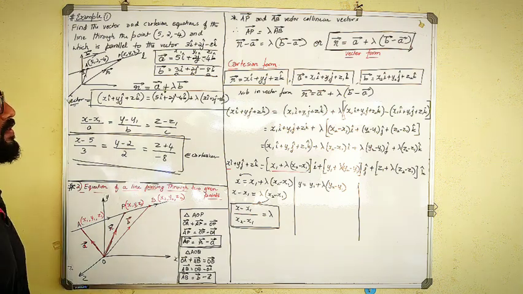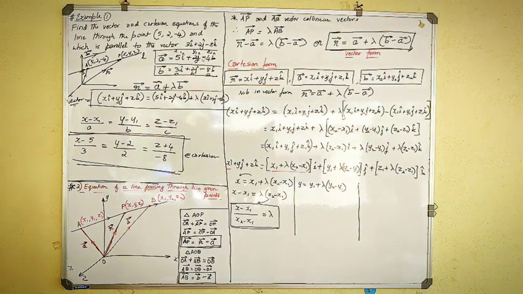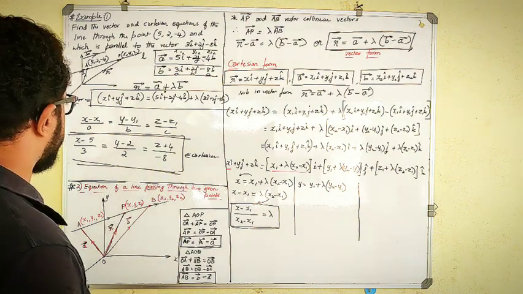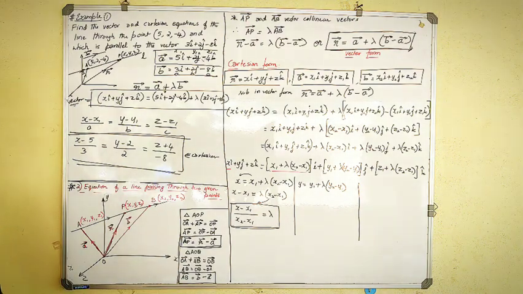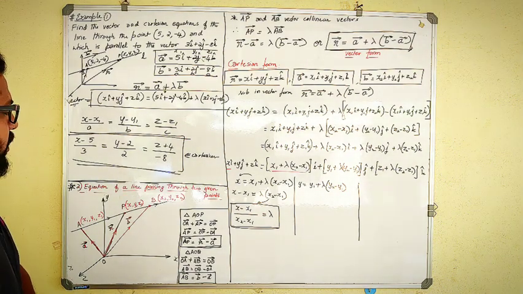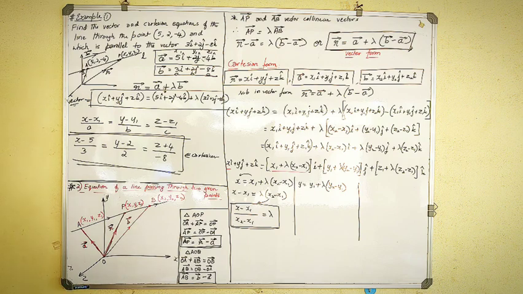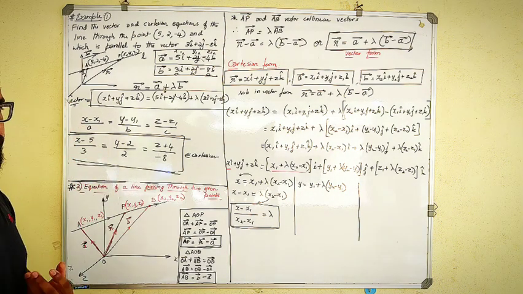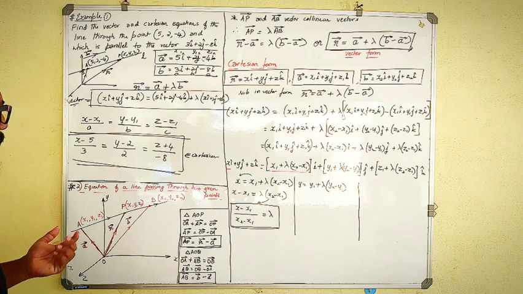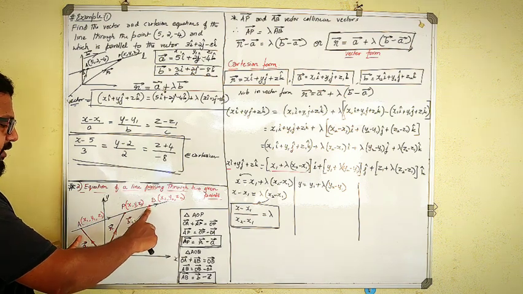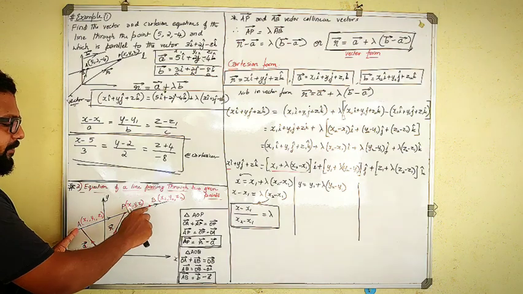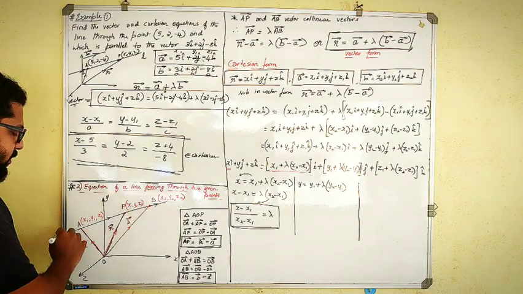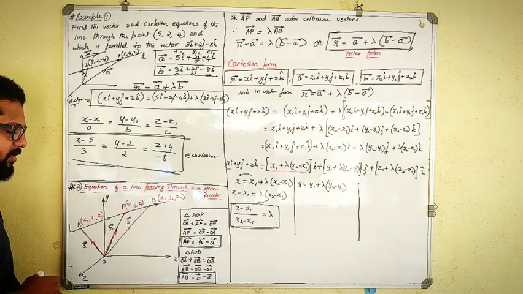Then that is the next derivation. Fine. So the second derivation is the equation of a line passing through two given points. In the previous one, as we said, it passes through one point and is parallel to any random vector. Now here it passes through two points, A and B. This is the line whose vector form and Cartesian form I am supposed to find out.